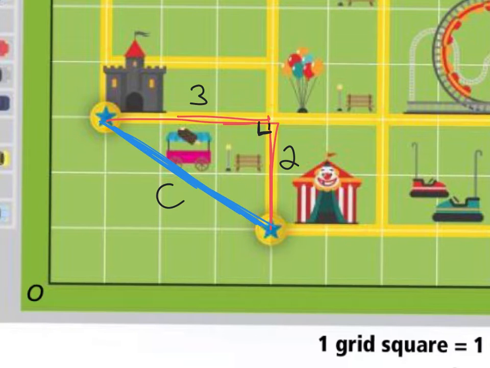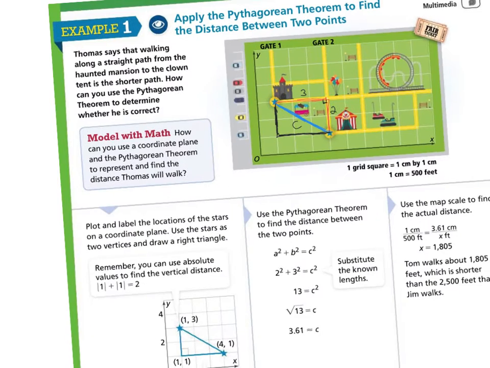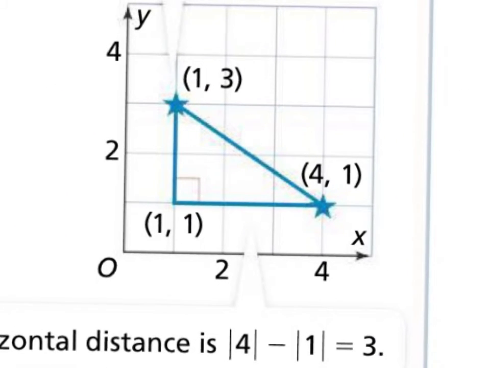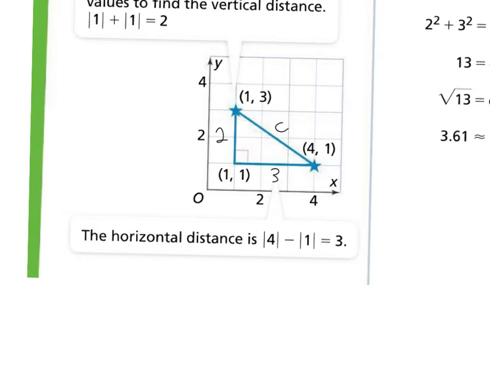Or what the book does, they just flip this thing down. So they look at this triangle here. It's still the same triangle, so it really doesn't matter. You can see what they did here. It's still 2 by 3, and we're trying to find the hypotenuse.